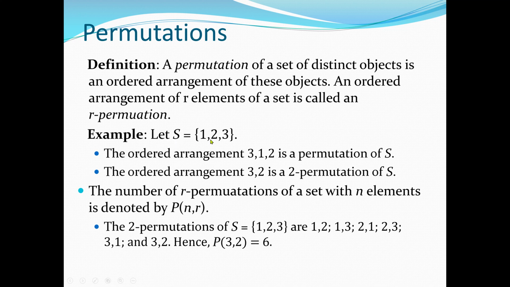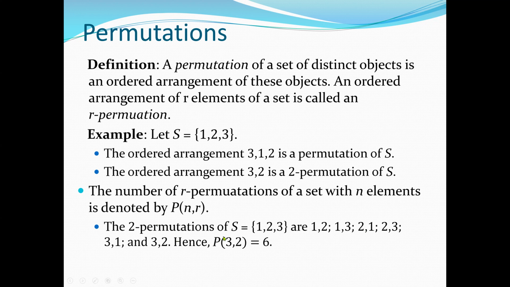We have a set S, and set S has 3 elements, 1, 2, 3. The order of these elements can be 3, 1, 2, or it can be 2, 1, 3. Now an ordered arrangement of 2 of them is called a 2-permutation of S. For example, we still have our set of 3 elements and we want to do 2-permutations of the set S, 1, 2, 3. Here you can see that we have 1, 2, 1, 3, then 2, 1, 2, 3. But we already have 1, 3, and we still have 3, 1. And we have 2, 3, and we still have 3, 2, because the order is very important. In permutation, the order of the items is very important. So 1, 2 is not the same as 2, 1.